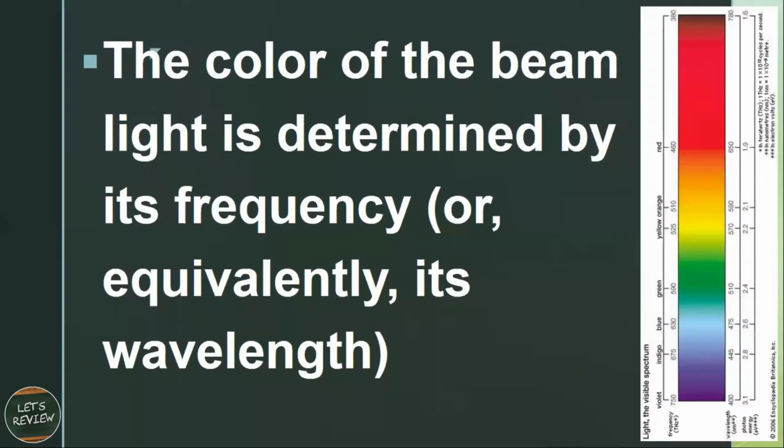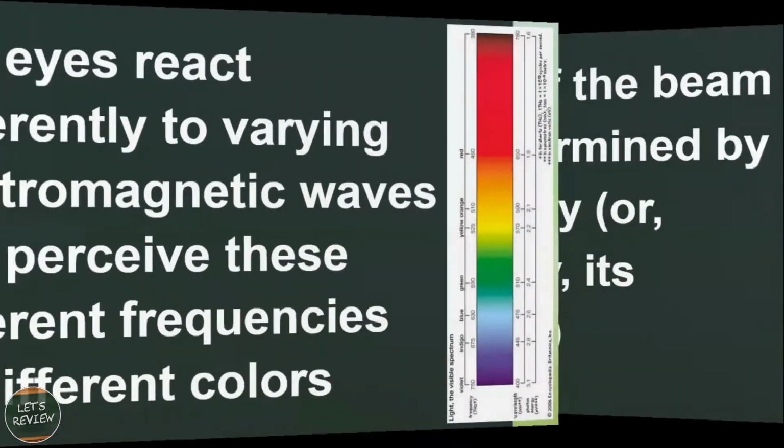The color of the beam of light is determined by its frequency, or equivalently, its wavelength. We can say that the number of waves in 1 second tells us the frequency of that wave. Higher frequency creates short distances from crest to crest, or short wavelengths, while low frequency creates fewer waves that pass in 1 second.